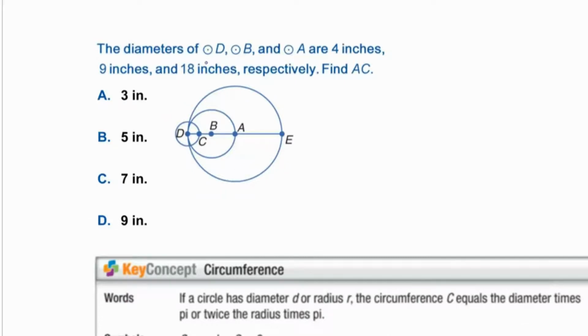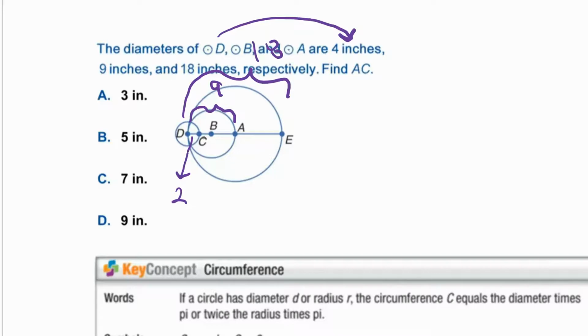The diameter of circle D, as it says respectively, is the first one listed here, which is 4 inches, which gives us that DC, this length right here, is 2. They give us that the diameter of circle B is 9 inches, so the diameter of this circle is 9, and also the diameter of the larger circle is 18.